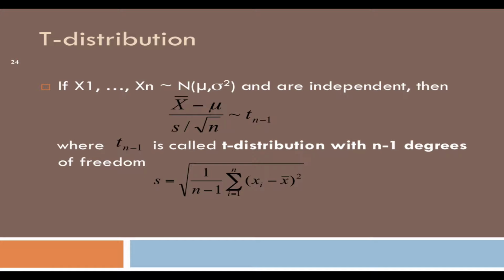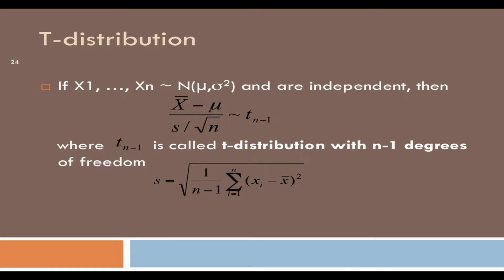The distribution is called t distribution, or sometimes the full name, student t distribution. So what is student t distribution? Student t distribution is a very similar distribution to normal distribution. However, it has heavier tail than normal distribution. And the t distribution has one parameter, called degrees of freedom. So when you talk about t distribution, you are always talking about t distribution with some degrees of freedom.